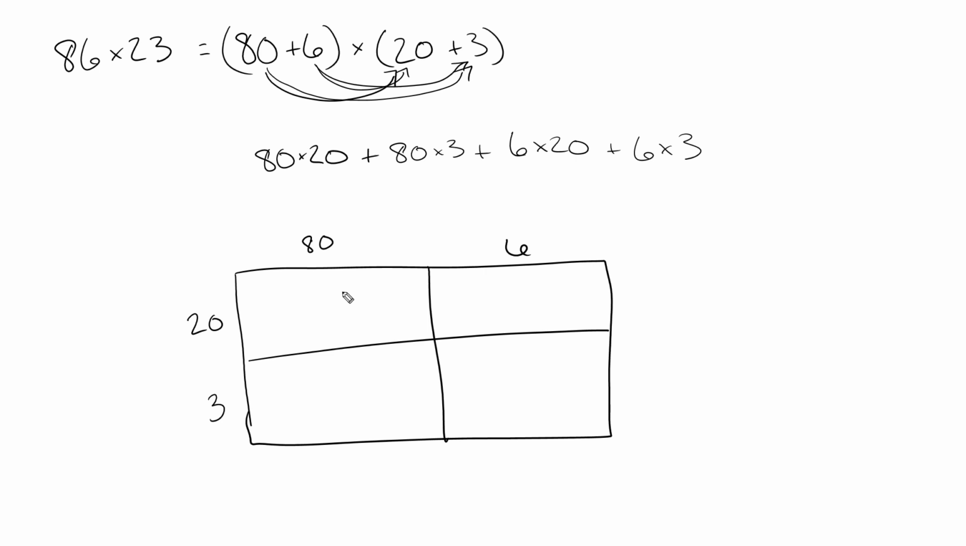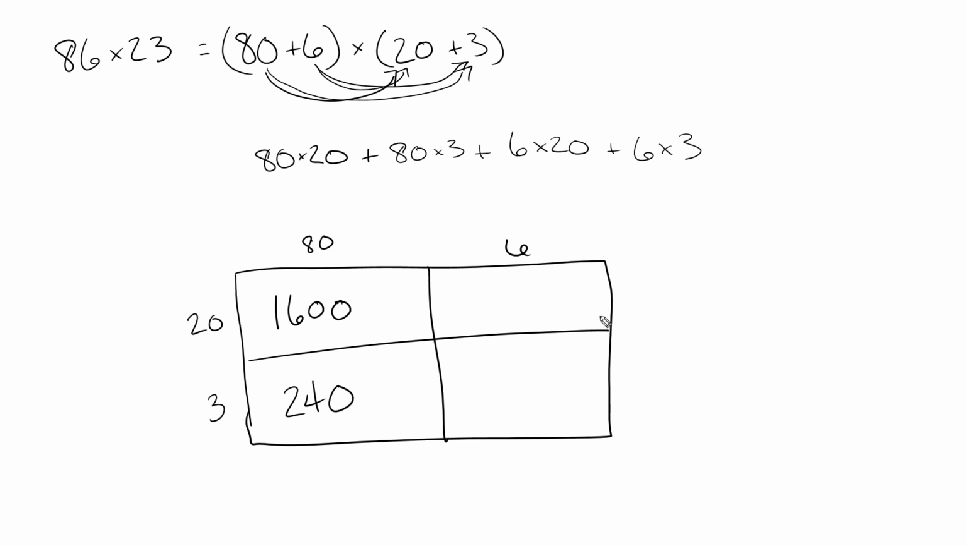In this box, we multiply 80 times 20. Our multiplication facts tell us that 8 times 2 is 16. We had a total of 2 zeros at the end of the factors, so we add 2 zeros to the end of our product. 80 times 20 equals 1,600. In our next box, 80 times 3, we know that 8 times 3 equals 24. There is a total of 1 zero at the end of the factors, so we add 1 zero to the end of the product. 80 times 3 equals 240.